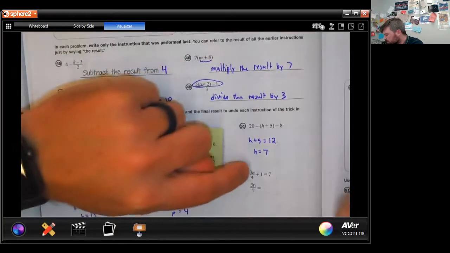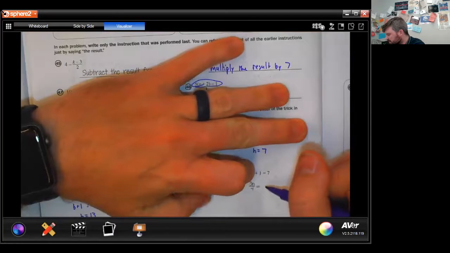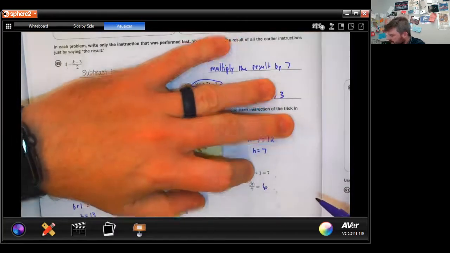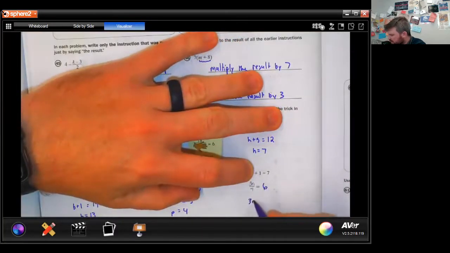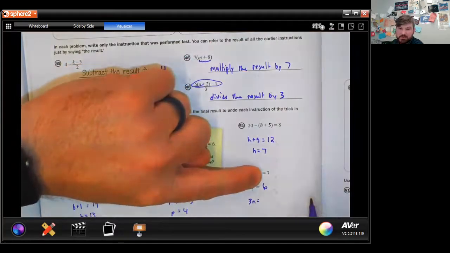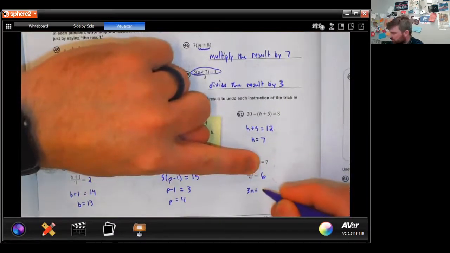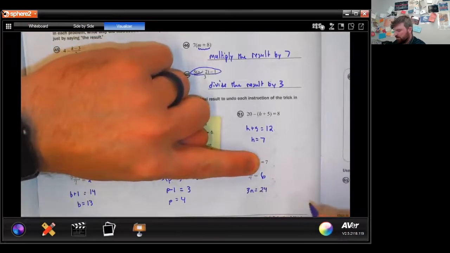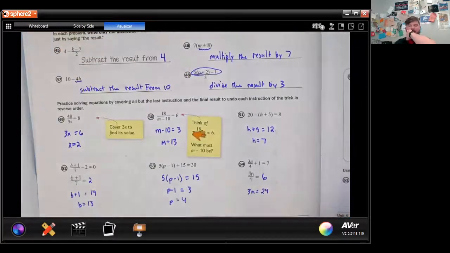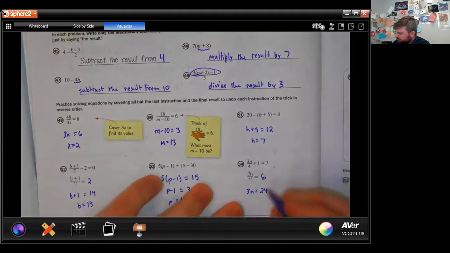So here we're covering up 3n over 4. So what number plus 1 is 7? That's 6. And then we're going to cover up 3n. So what number divided by 4 is 6? Maybe that's a harder one because they're bigger numbers. So 24 divided by 4.